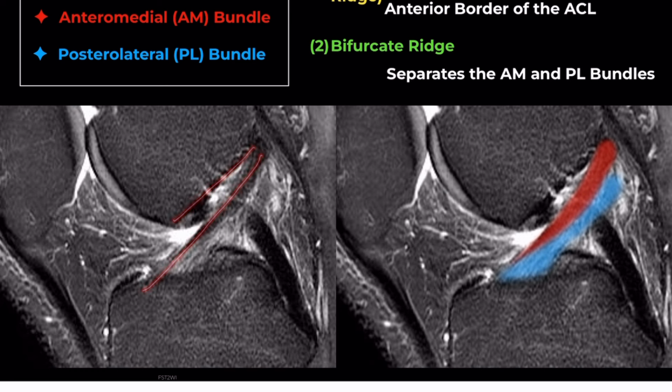The anteromedial bundle fibers originate from the anterior and proximal aspect of the femoral insertion, while the posterolateral bundle fibers originate from the posterolateral aspect. On MRI, the anteromedial bundle may appear darker and thicker than the posterolateral bundle, which shows higher signal intensity.